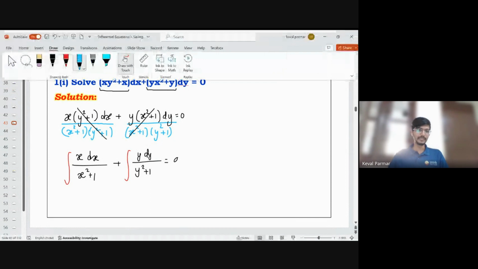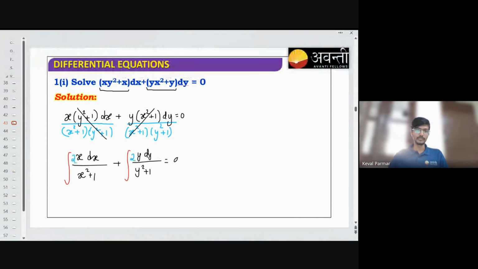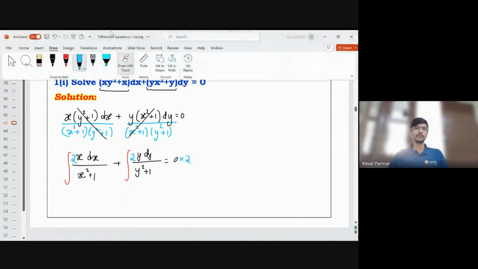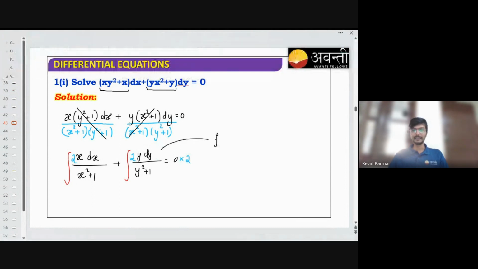We'll need to multiply with 2. And on the right hand side, if I multiply with 2, 0 into 2 will be 0. So we can all see that this is the format of, what is this format? f dash of x upon f of x. I hope you got this. This is the format of f dash of x upon f of x.